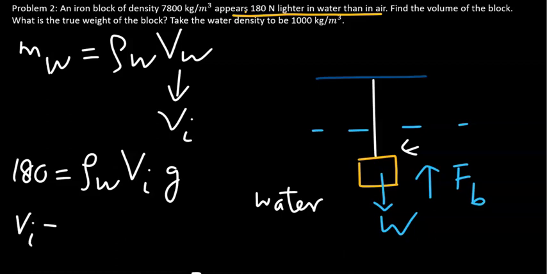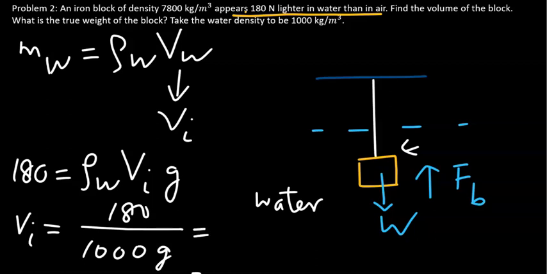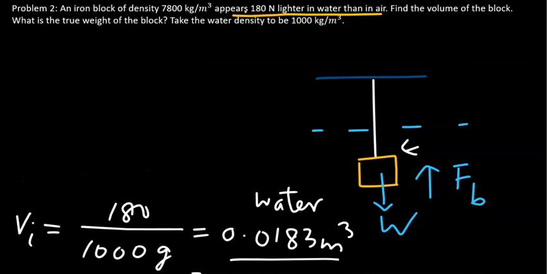And we can solve for the volume of the iron block as 180 divided by the density of water, which is 1000, times gravity, which is 9.81. And that will give you a volume of 0.0183 cubic meter. Now we can proceed to determine the true weight of the block.